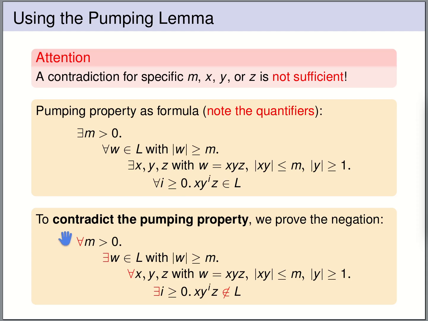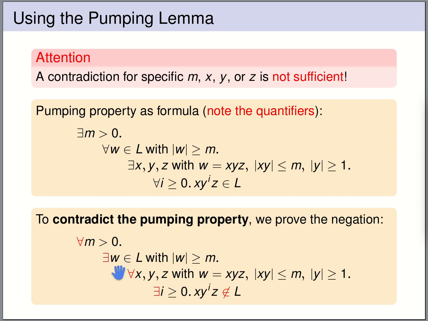So we have to show that for all m, not just for particular m, for all m, there exists some word w, and this existential quantifier here is nice because it allows us to pick some word w, but this word w that we pick has to be at least length m. So it has to depend on the parameter m.